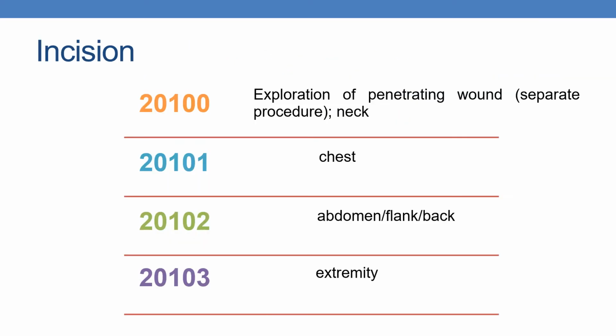Now coming to the various CPTs. The first CPT is 20100, which is exploration of penetrating wound, separate procedure, neck. The next is 20101, exploration of penetrating wound, chest. 20102, exploration of penetrating wound, abdomen, flank or back. Next is 20103, exploration of penetrating wound, extremity.